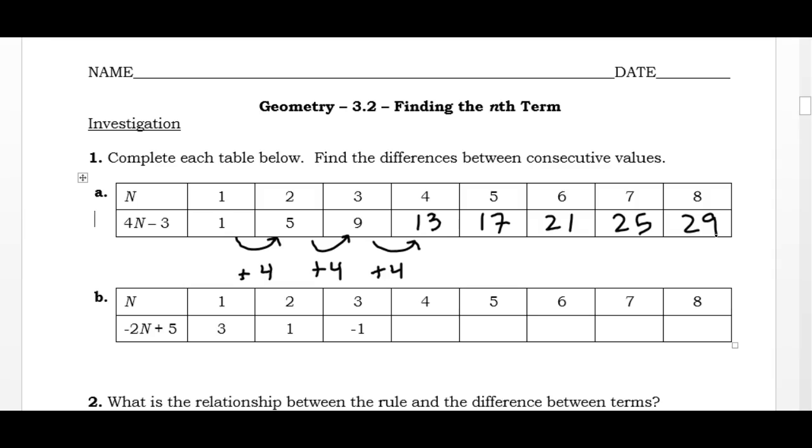My second table, this is going down by 2, down by 2. So I'm going to conjecture that the pattern continues and decreases by 2 every time.